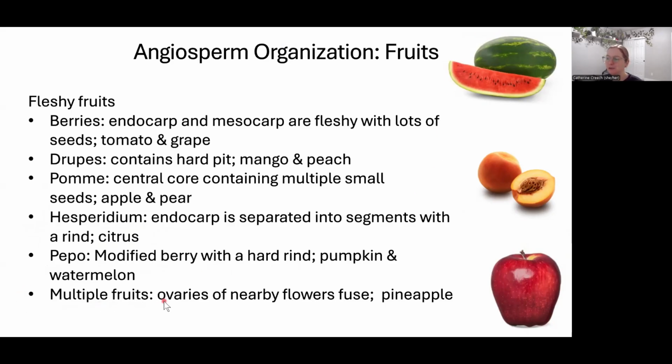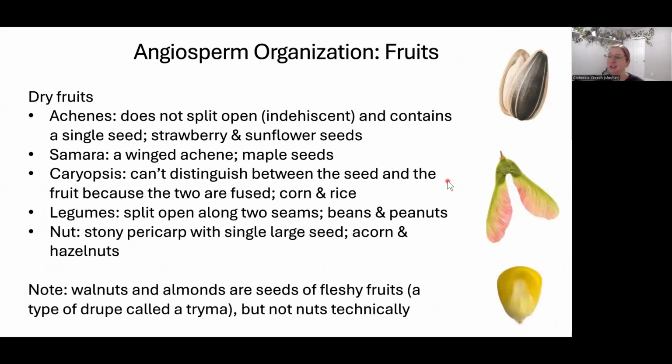And then you have multiple fruits where the ovaries of nearby flowers fuse. That's going to be a pineapple. We also have dry fruits. What we think of as seeds and nuts are often fruits. So for example, we have achenes. They do not open, so they are indehiscent. You can split them open with your teeth, but they don't open on their own.